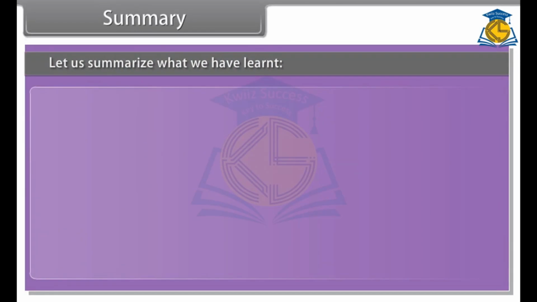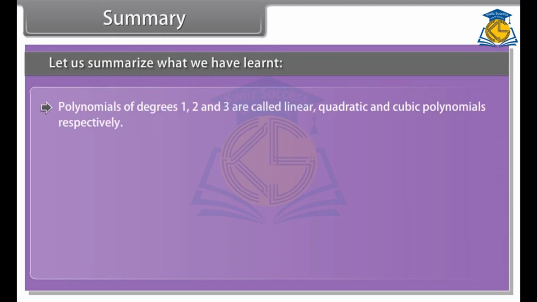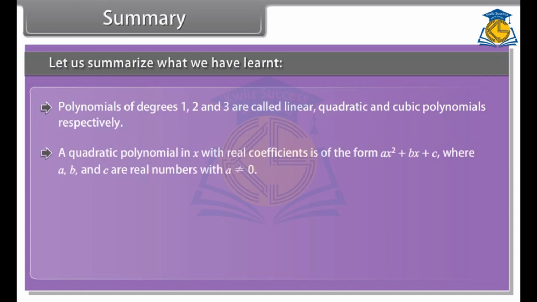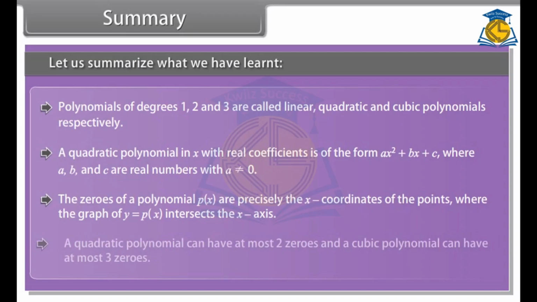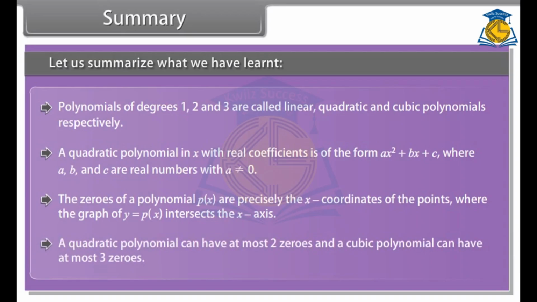Summary. Let us summarize what we have learned. Polynomials of degrees 1, 2, and 3 are called linear, quadratic, and cubic polynomials respectively. A quadratic polynomial in x with real coefficients is one of the form ax square plus bx plus c, where a, b, and c are real numbers with a not equal to 0. The zeros of a polynomial p(x) are precisely the x-coordinates of the points where the graph of y equals p(x) intersects the x-axis. A quadratic polynomial can have at most 2 zeros, and a cubic polynomial can have at most 3 zeros.